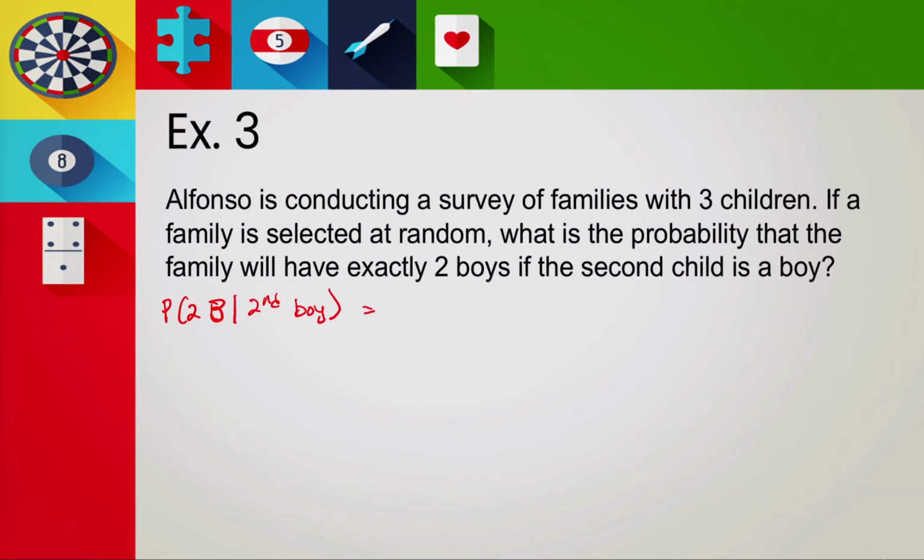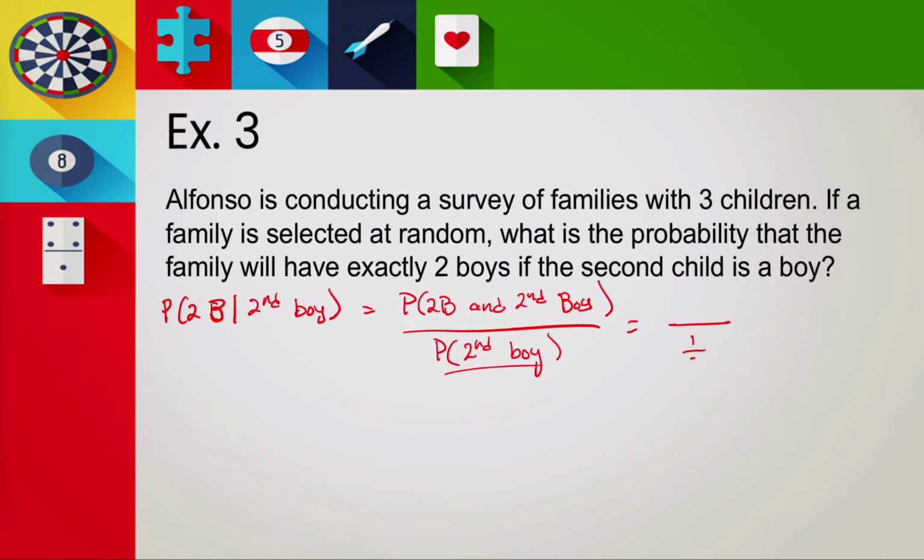Right? So that's going to be the probability of having 2 boys and the second child is a boy, divided by the probability of the second child being a boy. So the probability that the second child is a boy is 1/2, right? 1/2 probability the second child's a boy, 1/2 probability the second child's a girl.